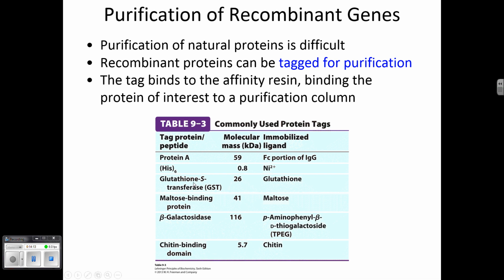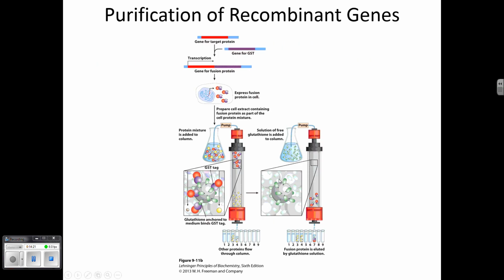The glutathione S-transferase tag or GST tag is also very common. It binds to a glutathione column. So let me show you a little bit about what this looks like. So here's our gene of interest, right? When we put it in the expression vector, we add the gene for GST. So when we produce our protein, we've got our gene we're interested in fused with this tagging protein.